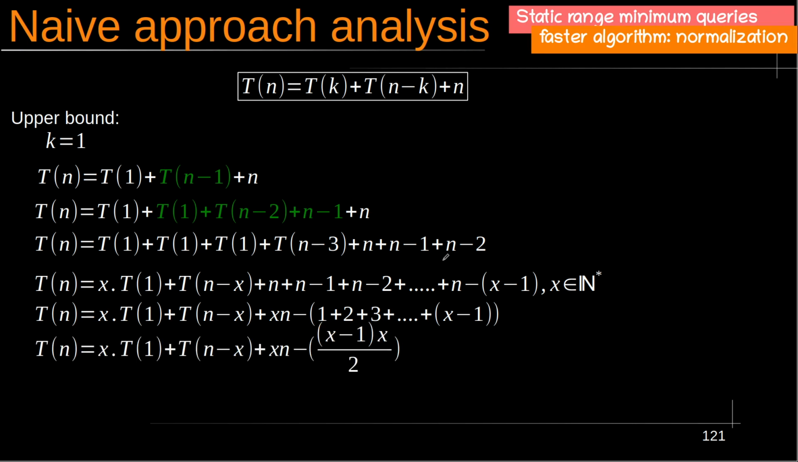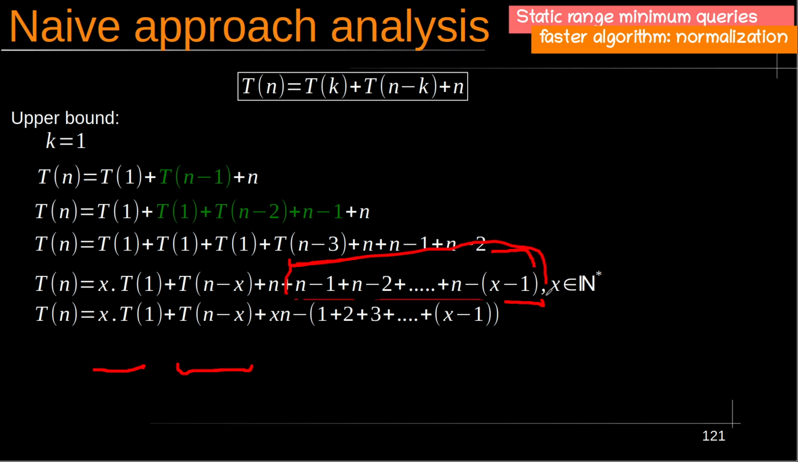We can write this if in the base case now. What's the base case? Before the base case, we can write this function: x times T of 1 plus T of n minus x, nothing changed, plus how many n do we have here? From here to here, we have x minus 1 n. Okay? And plus this n. We get xn.